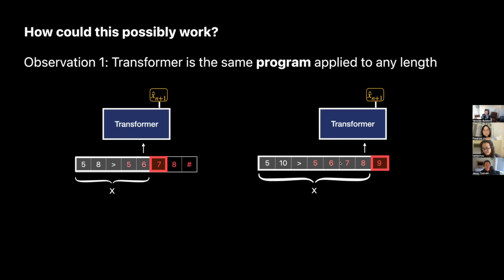To understand how this might be possible, it's helpful to observe a couple of things. One is a transformer model by design is running the same program on any length sequence. So it's the same model applied to any length in the context. This can be seen as a program that we're applying to each segment. So the same model will apply to a shorter sequence as it would to a longer sequence.